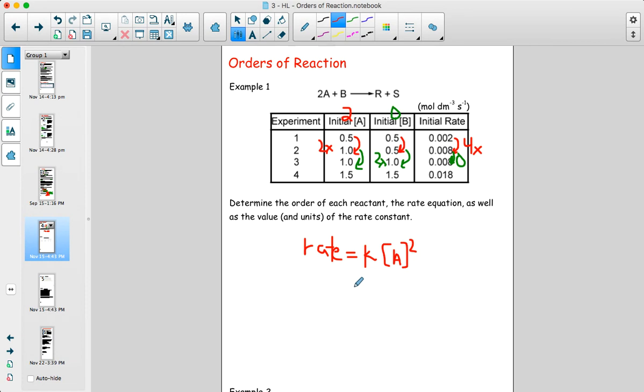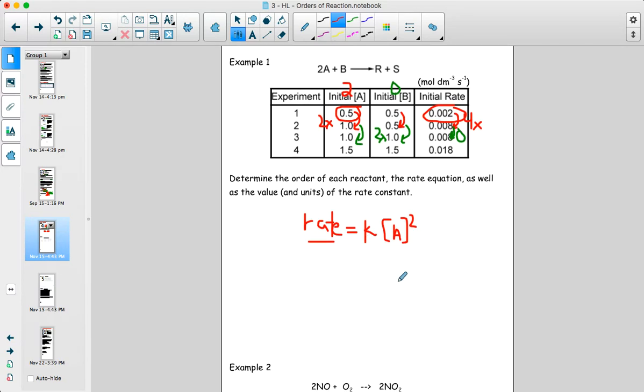Now if we wanted to solve for K, we could plug in the value for the rate on the left-hand side at 0.002, and we'd plug in 0.5 for A here, we'd square 0.5, and then we would solve for the value of K algebraically. We could also solve for its units, but I'll leave that for the sake of time, and we can complete it in class.